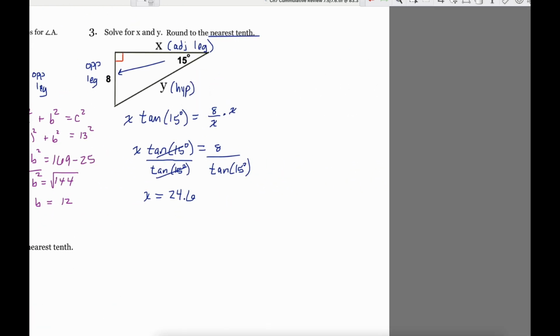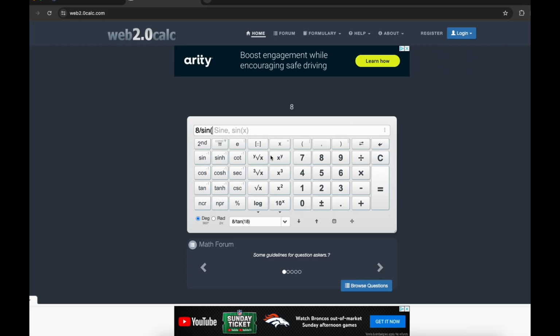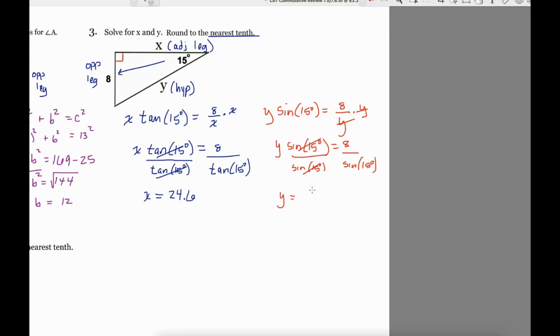Now we can get our hypotenuse, and I suggest let's use the opposite leg to do that. So we're going to use the sine function. Sine 15 degrees equals 8 over y. Multiply y to both sides, divide by sine 15, and we go to the calculator once again. 8 divided by sine 15 is 30.9, which rounds up to 31.0.